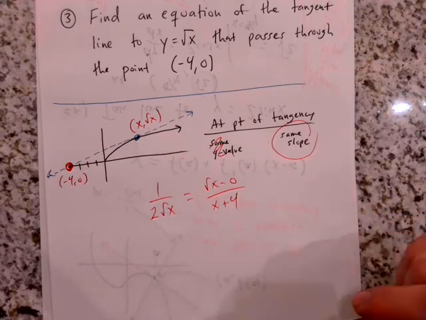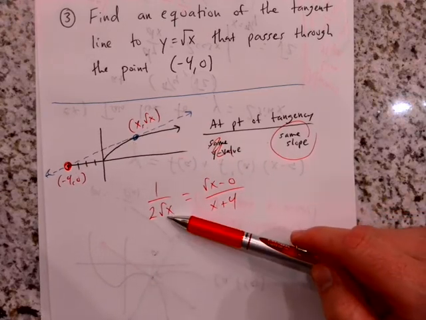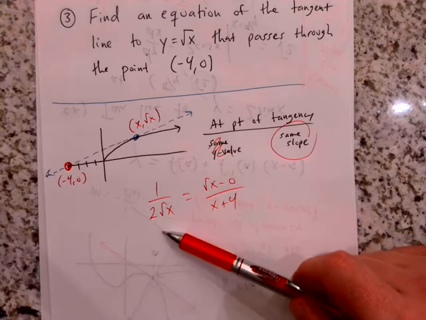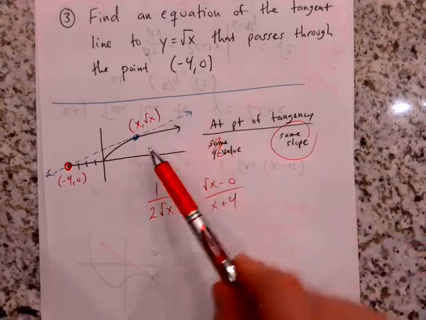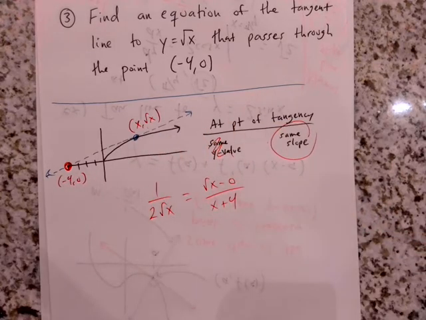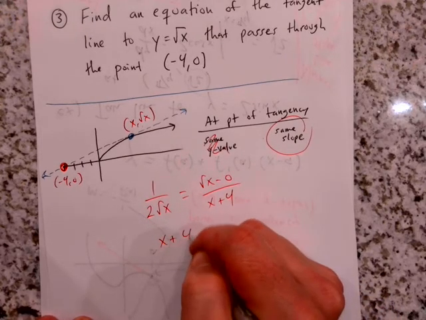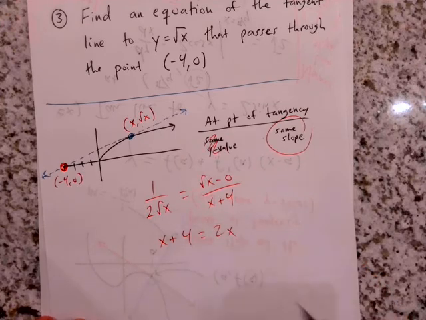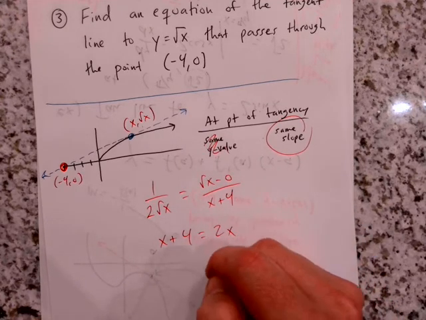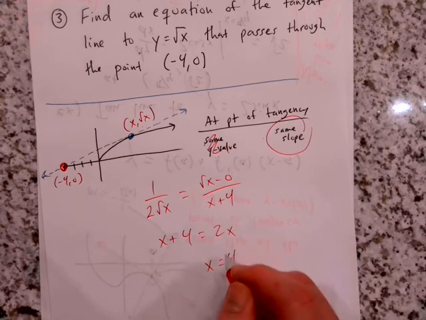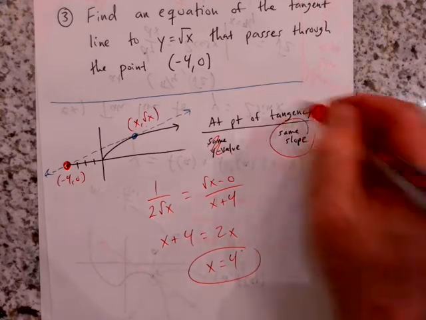So we have two ways to express the exact same quantity, the slope of the tangent line at that point. And so we set them equal to each other. And the x value that makes this true is the x value where the slope of the curve is the slope of this line. And that's our point. So we cross multiply here. And then we solve. x is 4. So that is our point of tangency.